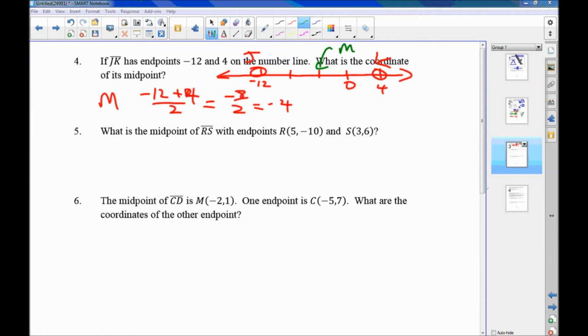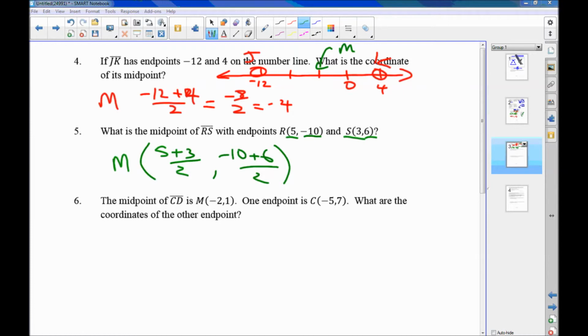All right, so what is the midpoint of RS? It has endpoints 5, -10 and 3, 6. Okay, so this time for midpoint, we're going to find the average of the x's separately. So 5 plus 3 divided by 2. And then the y's separate, -10 plus 6 divided by 2.